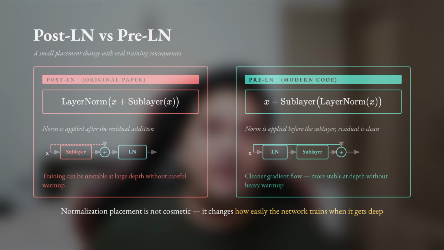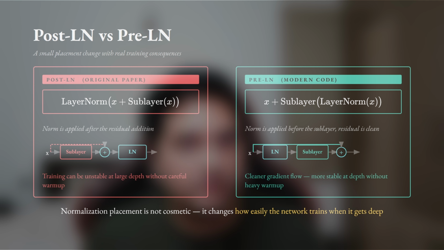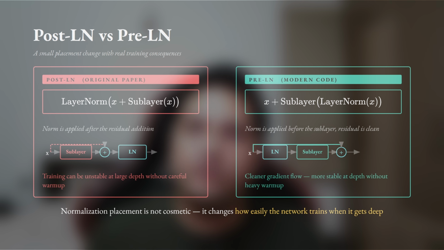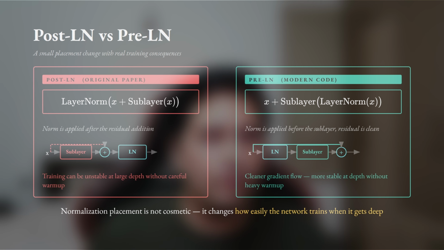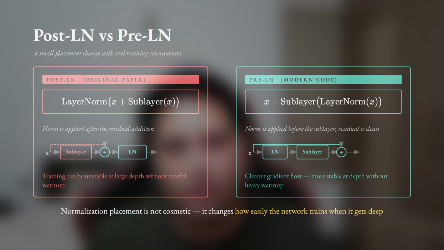This sentence is the key takeaway. Two formulas that look nearly identical, one with layer norm inside the residual branch and one outside, produce meaningfully different training behavior when you stack many layers. If you open a current implementation in PyTorch or Hugging Face transformer libraries, you will find pre-LN used as a default in almost all recent models.